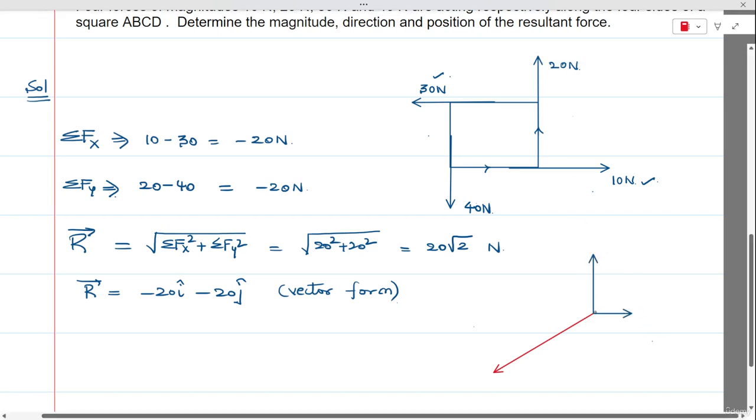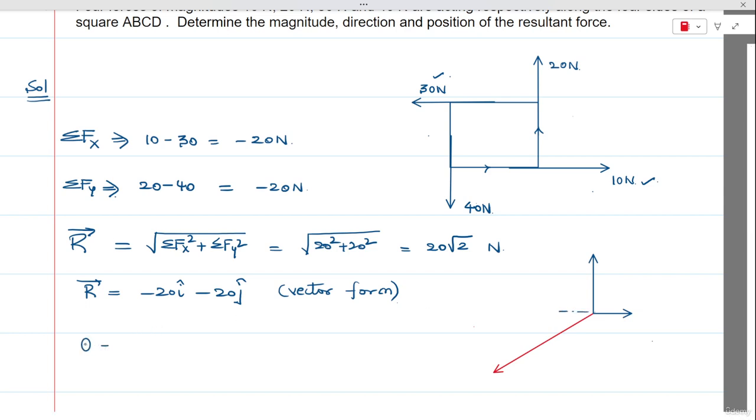So now if we try to measure the angle, so here theta, that is equal to tan inverse of sigma Fy by sigma Fx, which is tan inverse of 1. So that is 45 degrees. So both x and y are negative. So with respect to positive x-axis, if we measure the angle, it will be 225 degrees. Okay, so this would be the angular position of the resultant.